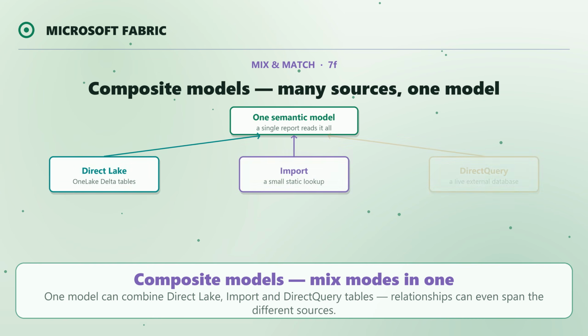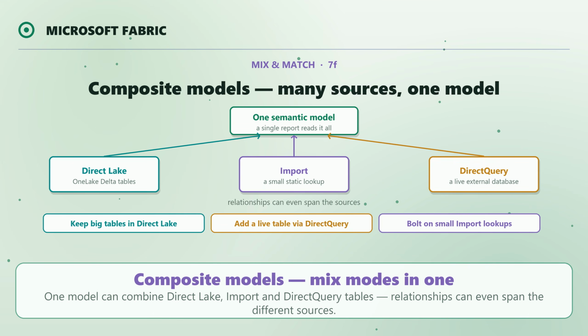Here's a question you'll hit in the real world. What if most of your data is perfect for DirectLake, but you've got one table that needs to be live and another tiny lookup you just want to type in? That's what composite models are for. A composite model lets a single semantic model combine tables from different storage modes at the same time.